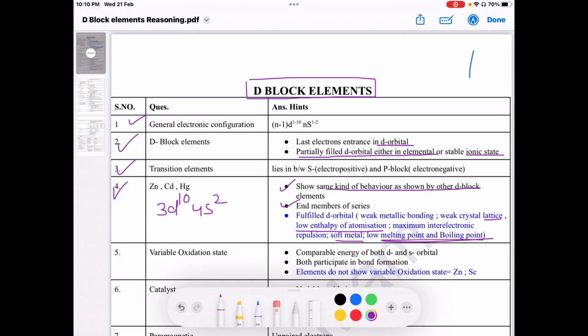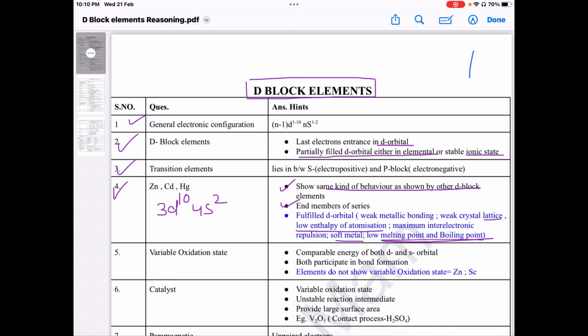That's why they are soft and have low melting and boiling points. So for any question concerned with zinc, cadmium, mercury, we follow these points: they show the same kind of behavior as shown by the other d block elements. They are the end members of the series. They have fully filled d orbitals. That results in weak metallic bonding, weak crystal lattice, low enthalpy of atomization, because all the electrons are paired up, so maximum interelectronic repulsion. That's why they are soft metals and have low melting and boiling points.